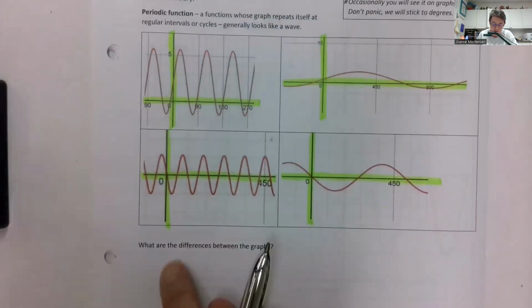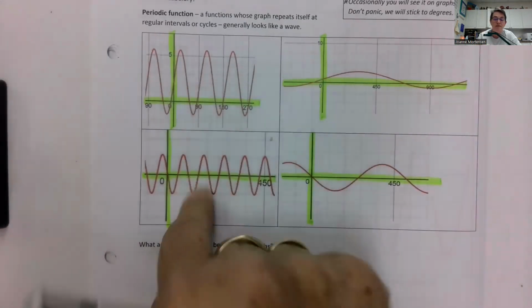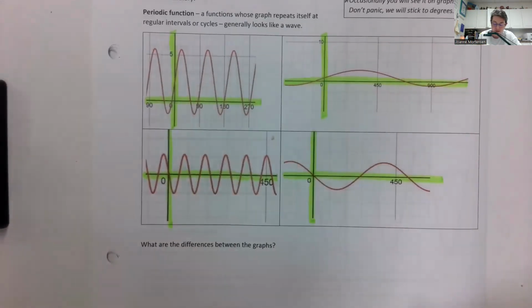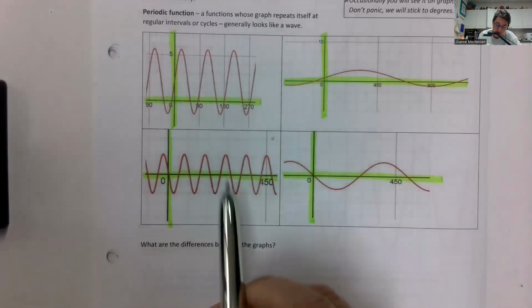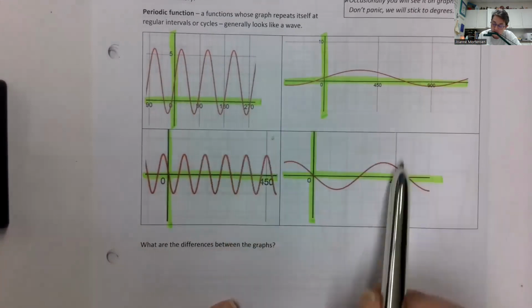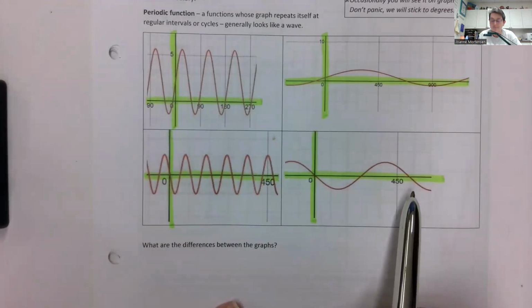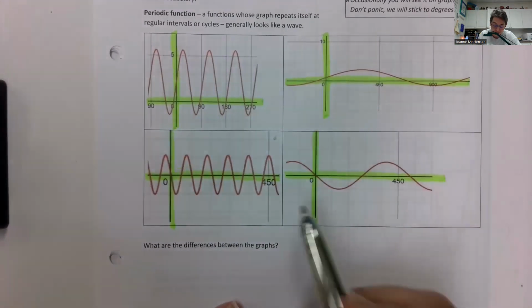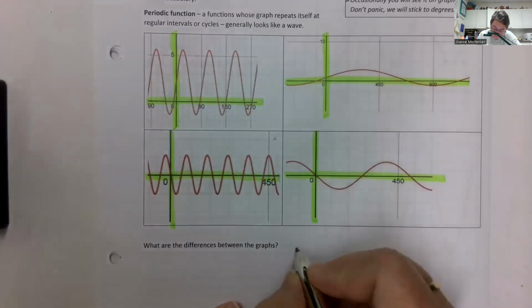Oh, wait a minute, what's the difference between the graphs? Well, what do you think? This one and this one repeat more often. So I should have done a better job and made these numbers exactly the same, but I didn't. It's the first time I'm doing this video. Wow, never mind, it's all good.